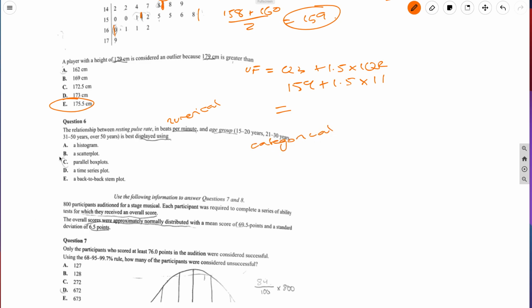So really you can just think about whether or not each one would work. Histogram is for numerical against numerical. Scatter plot is numerical against numerical. Parallel box plots work for categorical. You can compare them, so that would look pretty good. So I'll circle that at the moment.